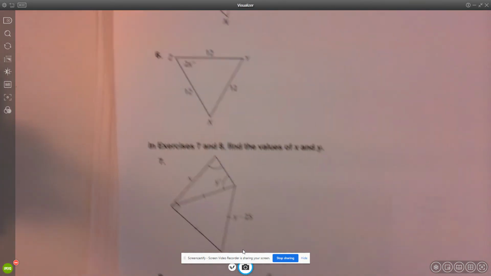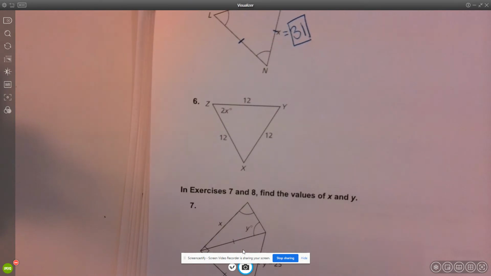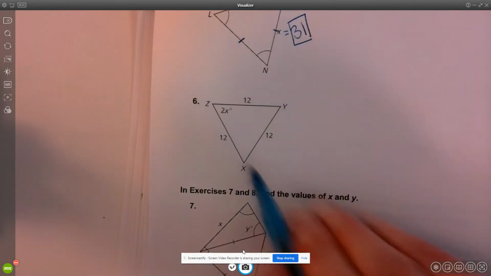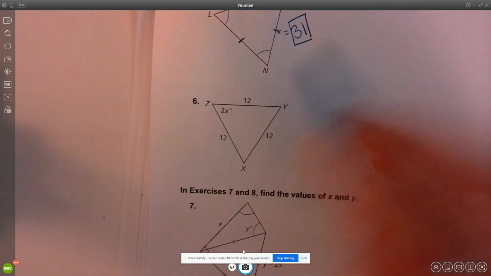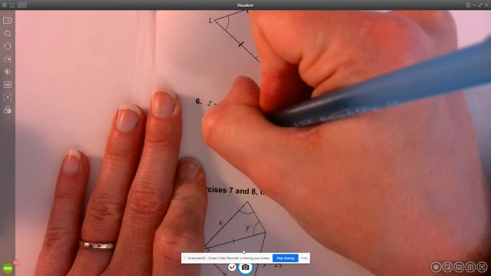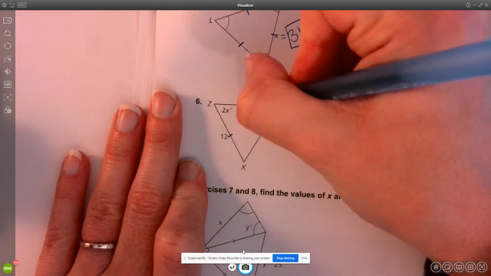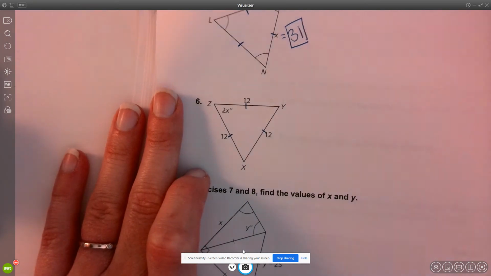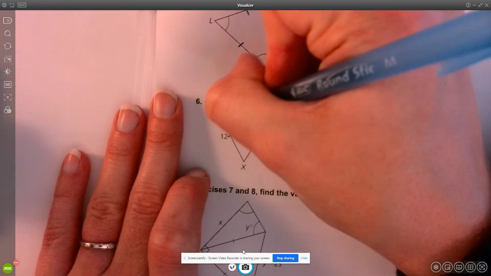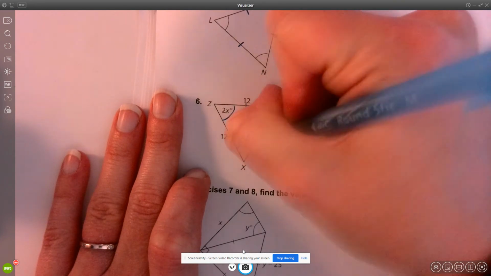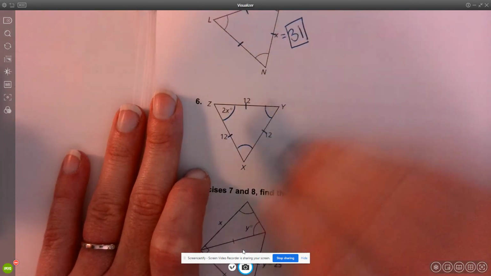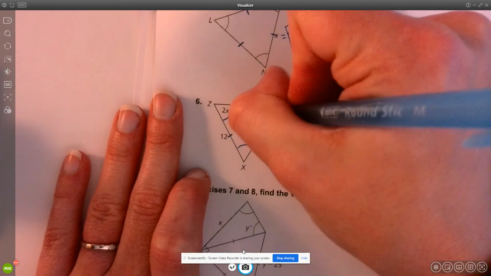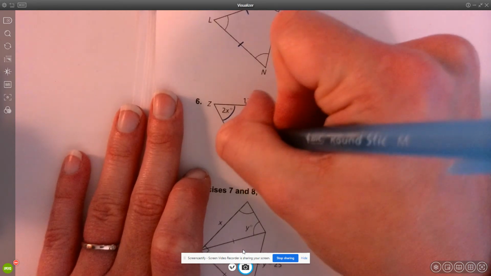And number 6, when I'm looking at the picture, I can see that this is an equilateral triangle because all the sides are congruent, which means this is an equiangular triangle. All angles are congruent to each other. That means if this is 2x, this is 2x degrees, and this is 2x degrees.